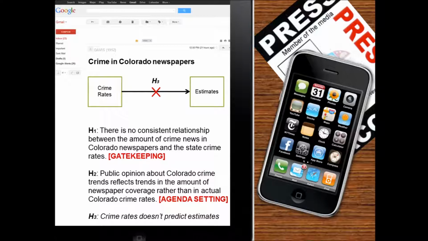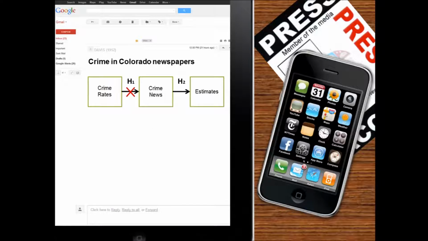And then automatically, even though he doesn't describe it that way, there's a third hypothesis in here, that crime rates don't predict estimates, that there is no relationship between crime rates and estimates. So this is the model we're working with, and this is what he found. The crime rates went up slightly in this time period and then even declined a little bit at the end.